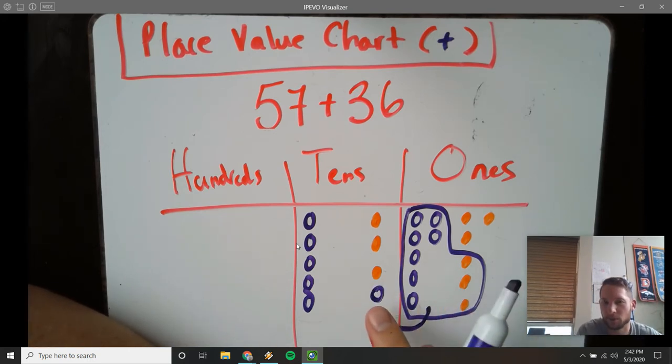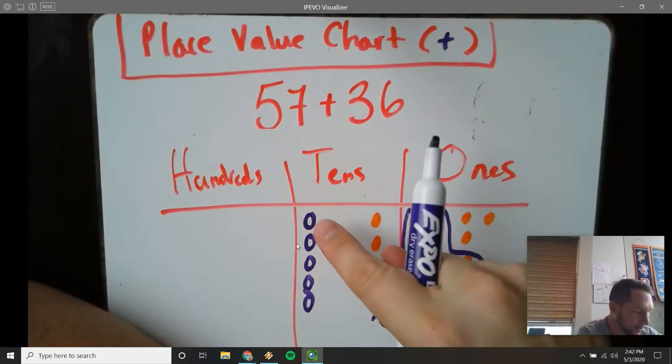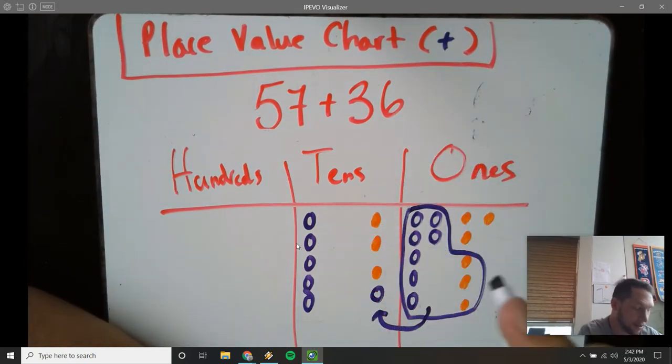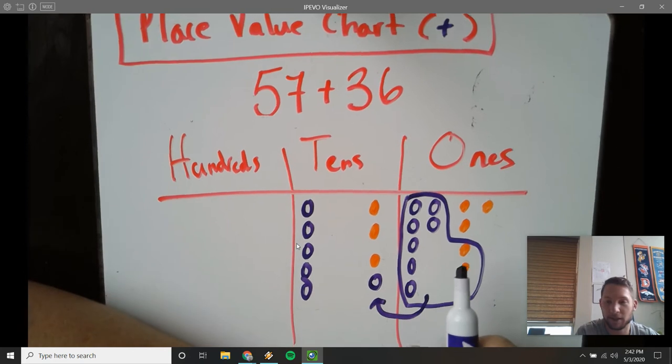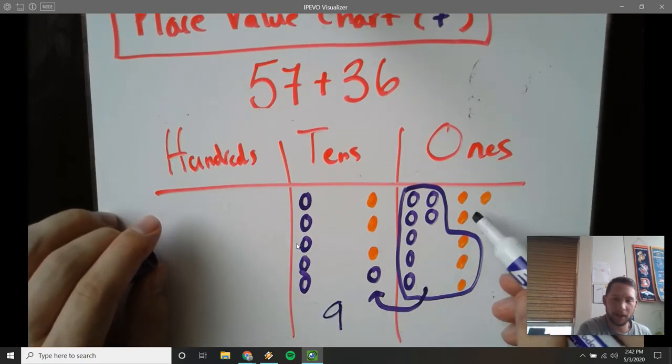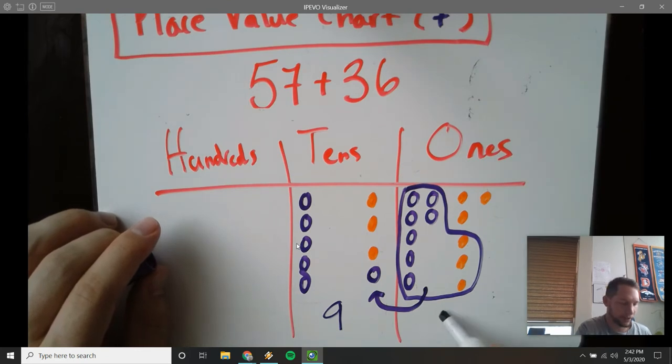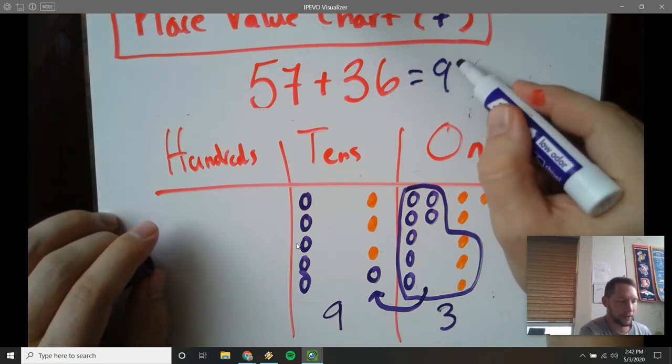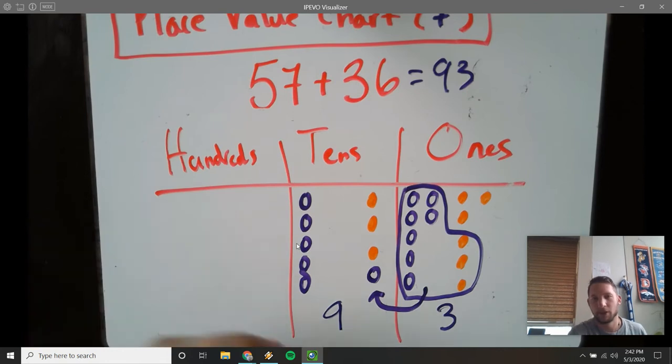So I'm using my arrow to show that this is a new 10. 10 ones equals 1 ten here. So then I add these up, 5, 6, 7, 8, 9. Okay, that's less than 10, so I'm good. So I've got 9 here and 3 left over. My answer is 93. So that is the place value chart for addition.